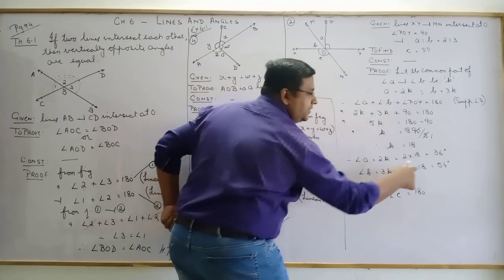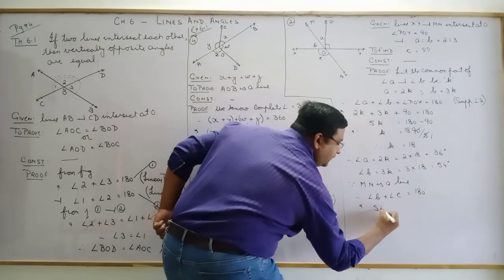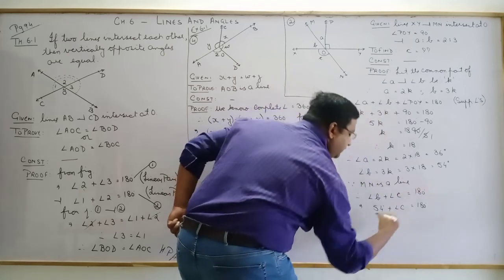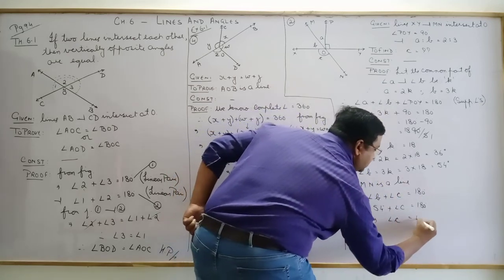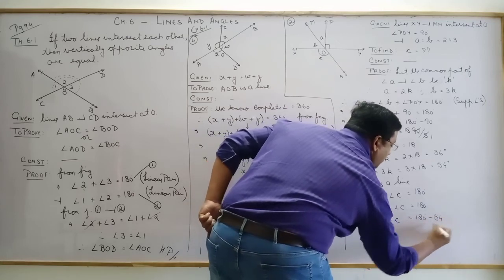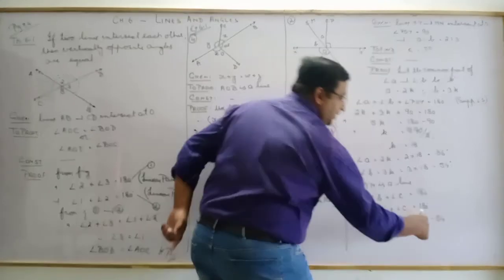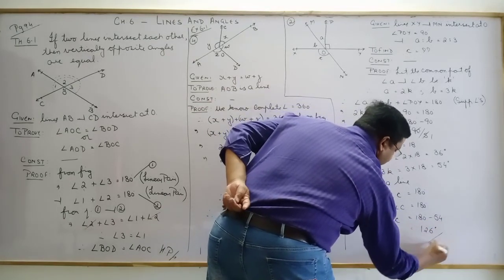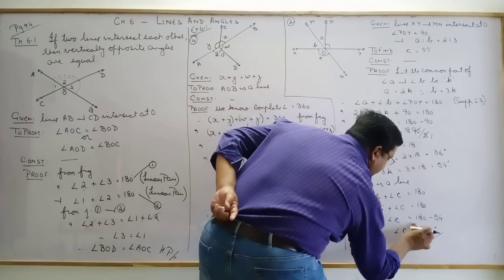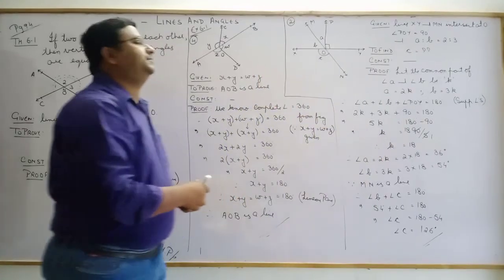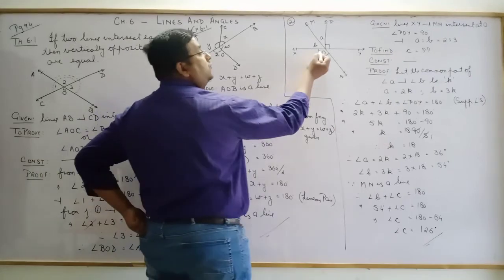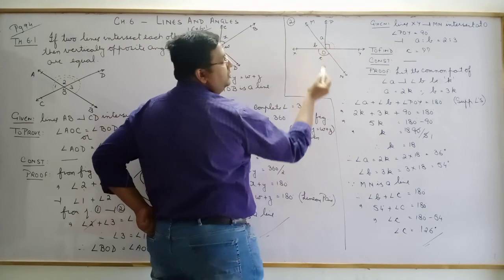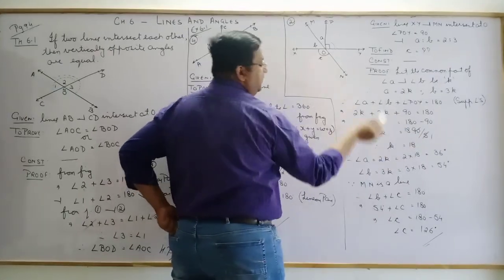Angle B we already calculated, how much? 54. So 54 plus angle C is equal to 180. Plus 54 goes over here as minus, so angle C is equal to 180 minus 54, which is 126. And angle C was also vertically opposite to this complete angle. The angle A plus 90, how much was A? 36. 36 plus 90, 126.